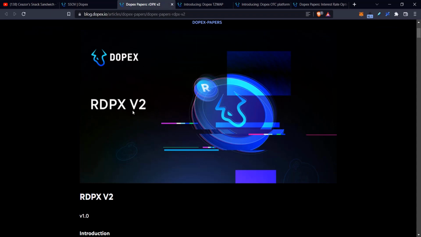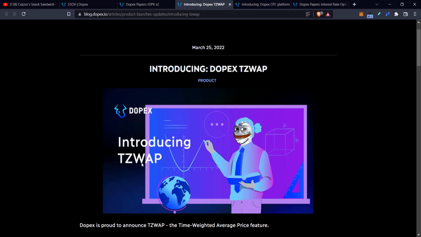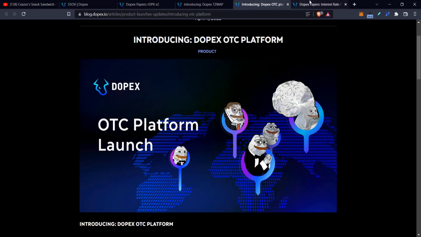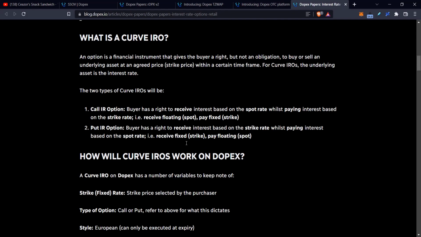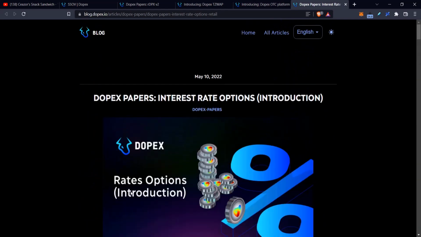They have version 2 of the rDPX. They have these TZWAP. They have this OTC platform. They have these rate options, these interest rate options.